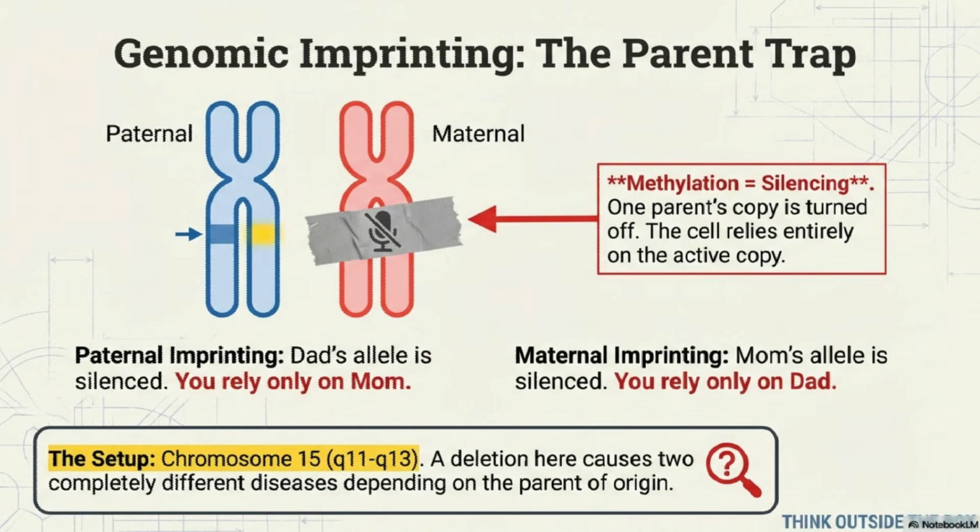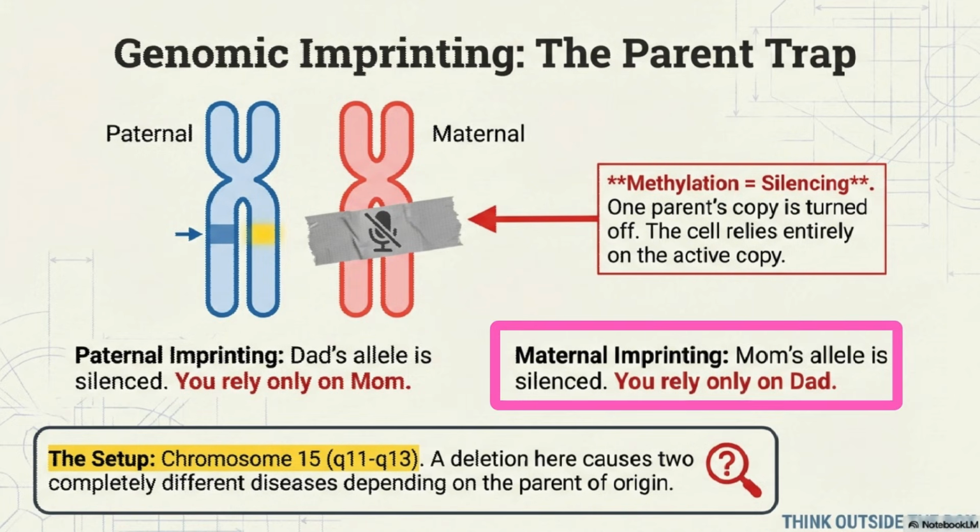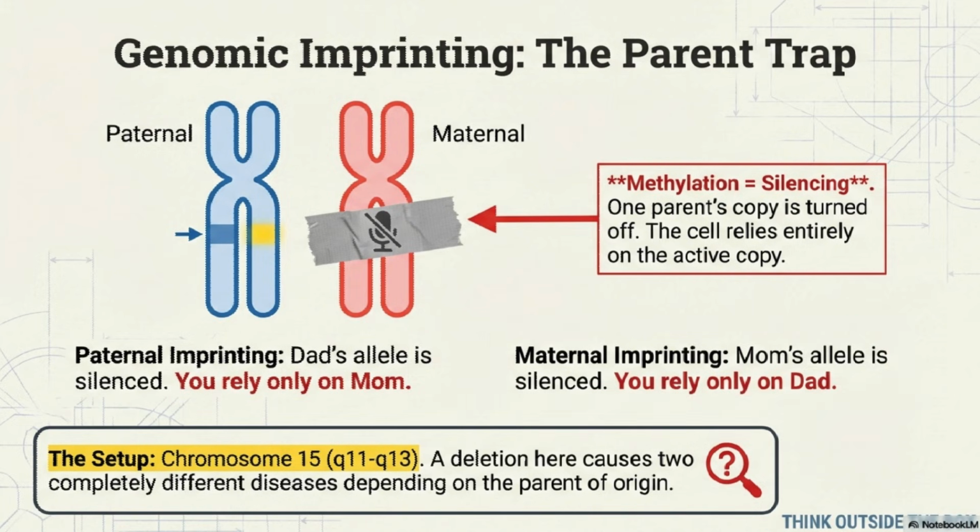Part 3. Genomic imprinting. The parent trap. This is the trickiest concept of all, but I'll make it simple. Usually we have 2 active copies of every gene, one from mom and one from dad. But in imprinting, one parent's copy is silenced or turned off by methylation. It's like putting tape over the mouth of that gene. Paternal imprinting: the dad's allele is silenced, you only rely on mom's. Maternal imprinting: the mom's allele is silenced, you only rely on dad's.